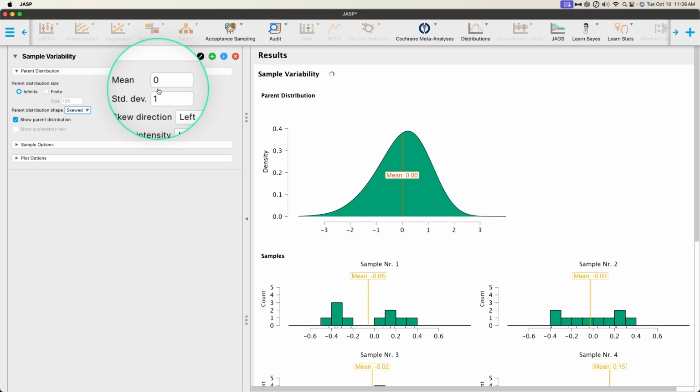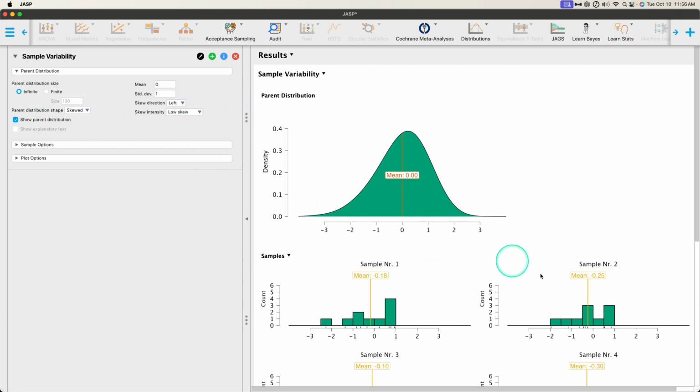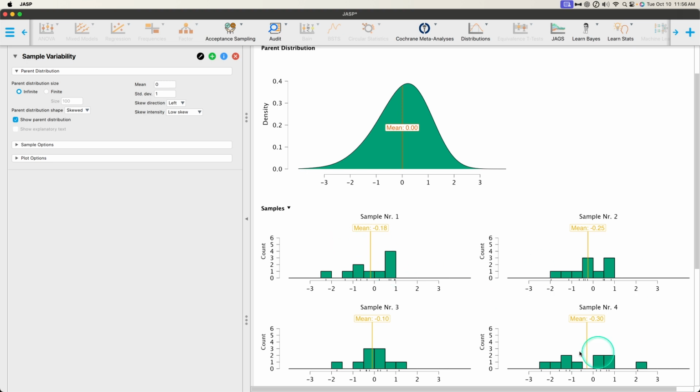And what it does is it'll reset back to my 0 and 1 description of this normal distribution, and then we can change where the tail is. Left is the tail is over here, right is the tail is over here, and we can have a low skew, medium skew, or high skew, or left or right, right? So that's what the skew does, and that's going to change what our sampling turns into.